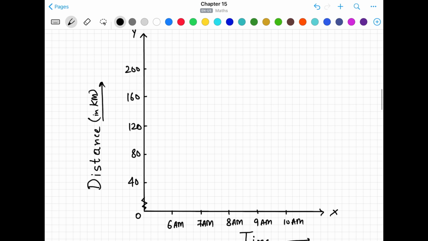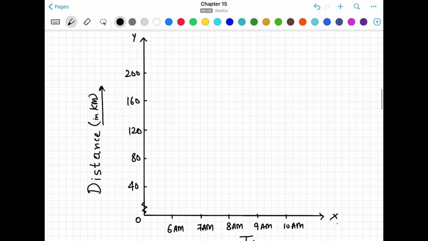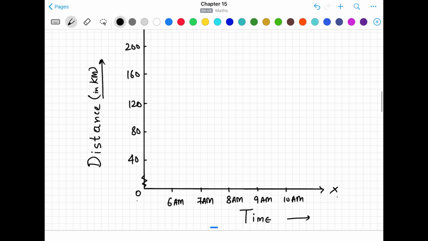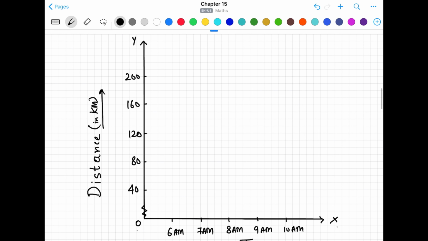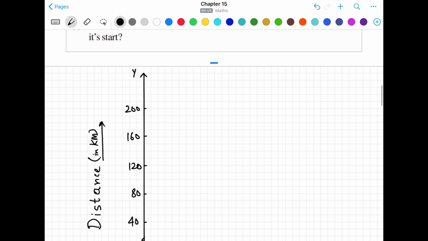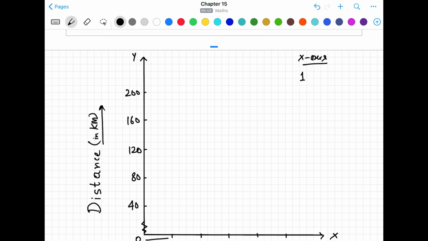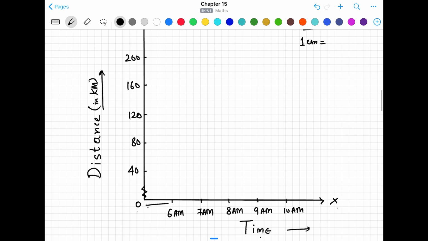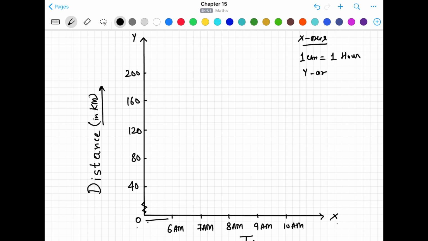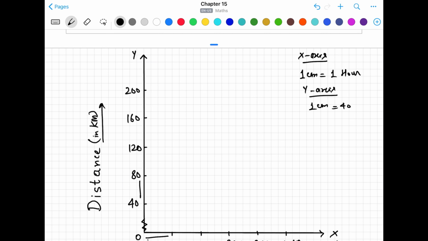Again I have already drawn the axes. I have drawn the x-axis here, the y-axis, and I have marked the origin. On the x-axis I am taking time, which is in hours, and on the y-axis I am taking distance, which is in kilometers. So let's define the axes now. On the x-axis, let's consider this as 1 centimeter. 1 centimeter equals 1 hour, and on the y-axis 1 centimeter represents 40 kilometers.